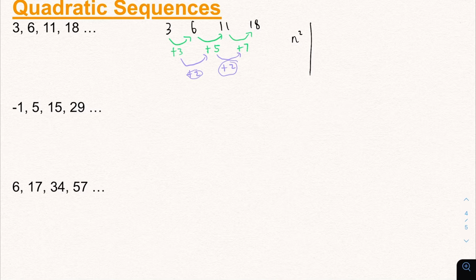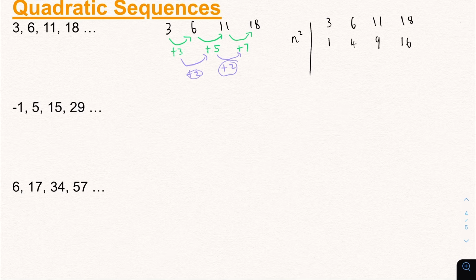So that means we write out our original sequence like this: 3, 6, 11, and 18. And we know that it's a quadratic sequence of n squared. So that means under the original sequence, we write the sequence of n squared. So we write 1, 4, 9, and 16, which is basically 1 squared, 2 squared, 3 squared, and 4 squared.